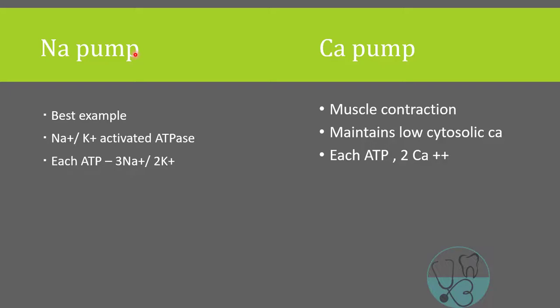Sodium pump is the best example because it is found in almost every cell, and it is also an antiport system, meaning each transfer will include transfer of 3 sodium and 2 potassium in opposite directions.